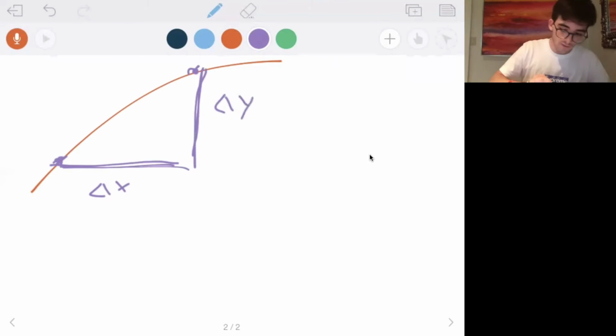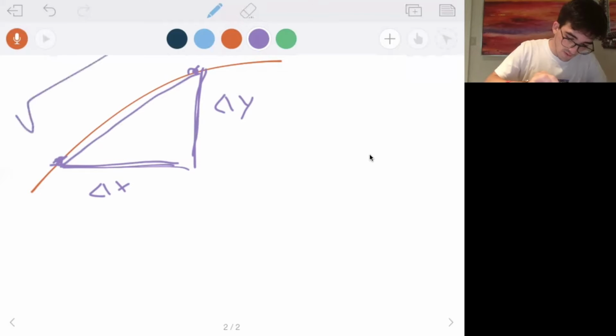Okay, because we know the distance formula, which is actually based on the Pythagorean theorem, we know that this distance will be the square root of change in x squared plus your change in y squared.